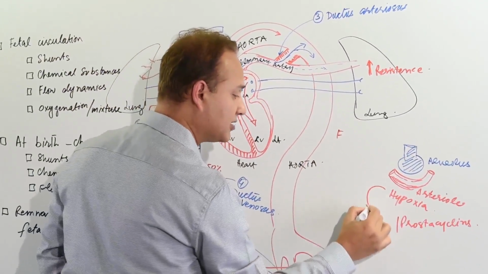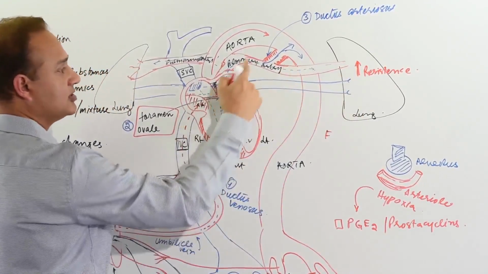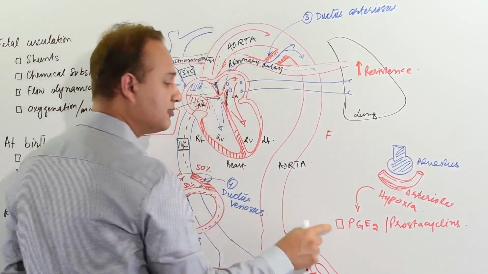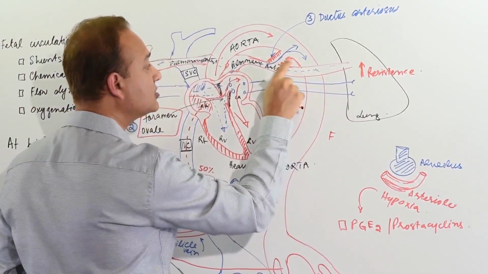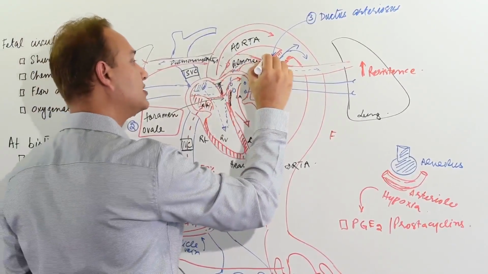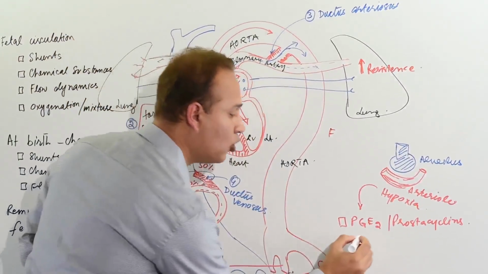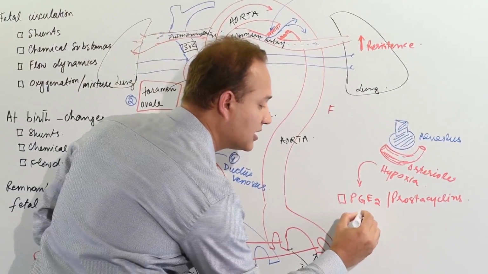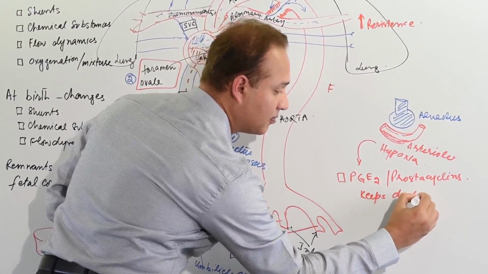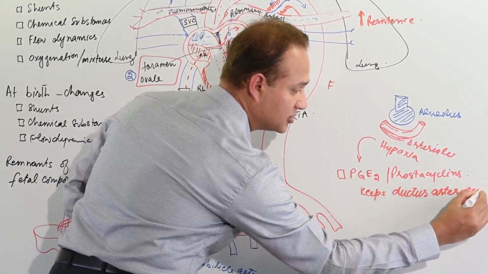So hypoxia, and that is not lung hypoxia, it is just because the oxygen levels are low in the baby. Because of the hypoxia, PGE2 is released. That PGE2 or prostaglandin acts on the muscles of the ductus and keeps the ductus arteriosus open.